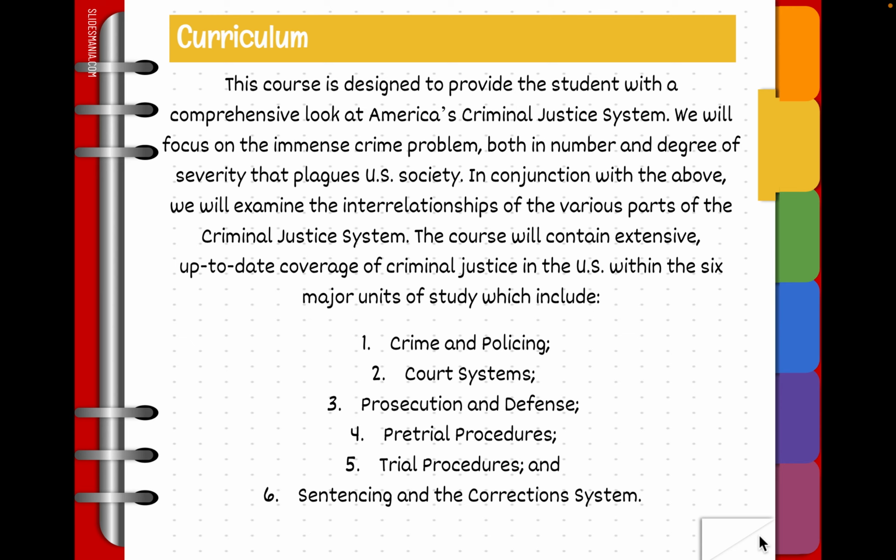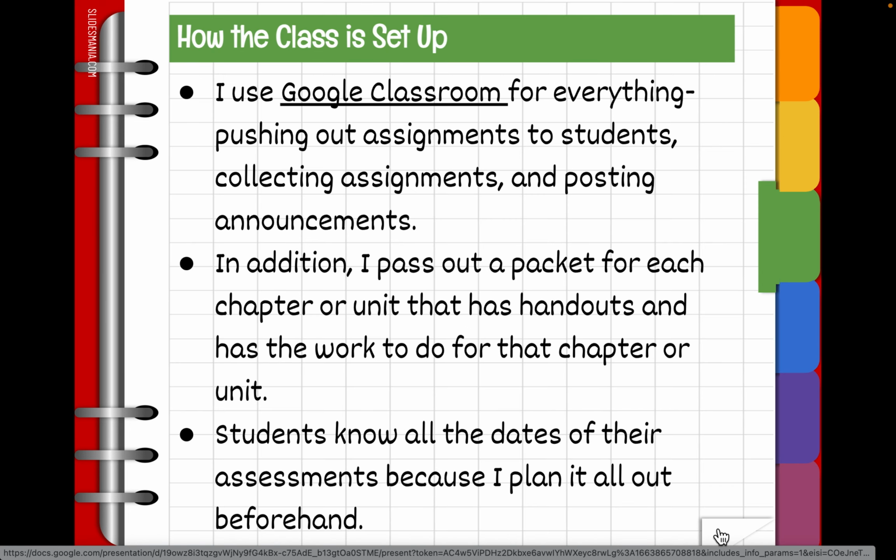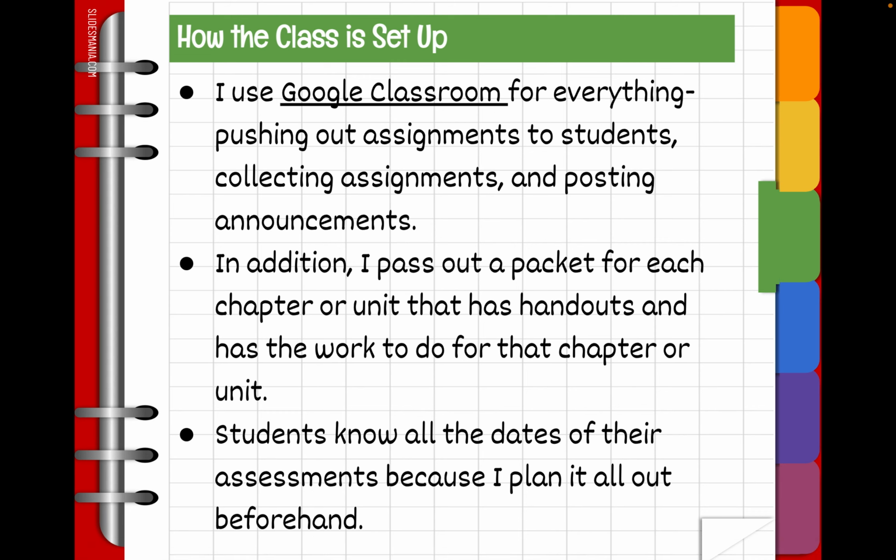So the criminal justice course is sort of a highlight reel of our American criminal justice system. And this is actually quite similar to a course you might see students take in college, but of course at a much deeper level in college. So we have 6 major units of study. The first one we are knee-deep in right now is crime and policing. And then we talk about court systems, the prosecution and defense, pretrial procedures, trial procedures, and then sentencing and the corrections system.